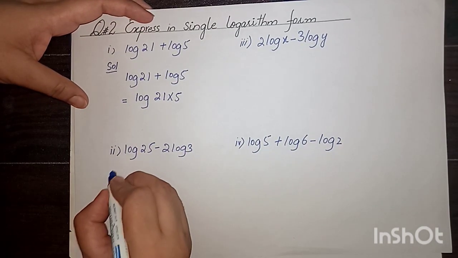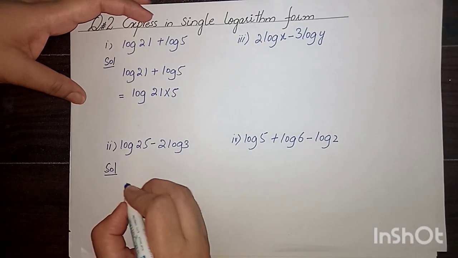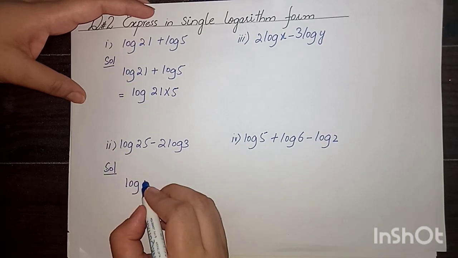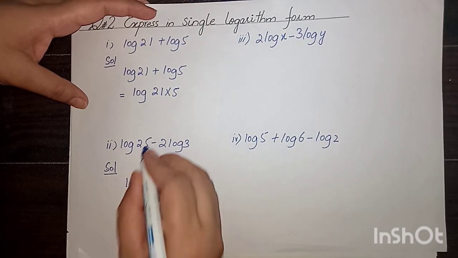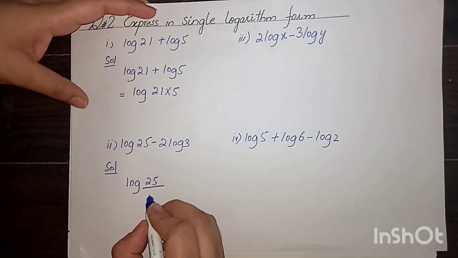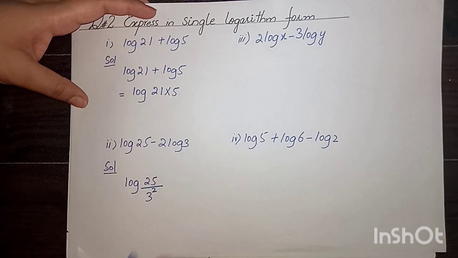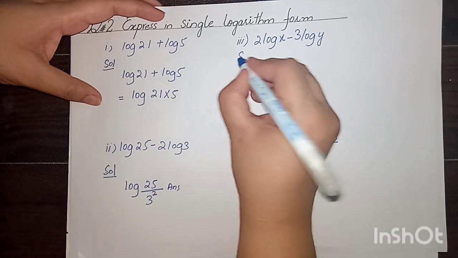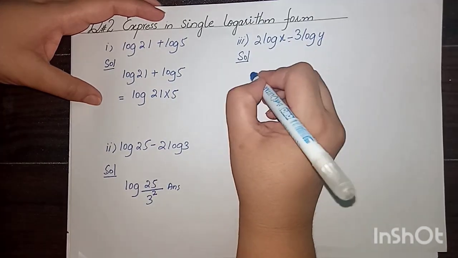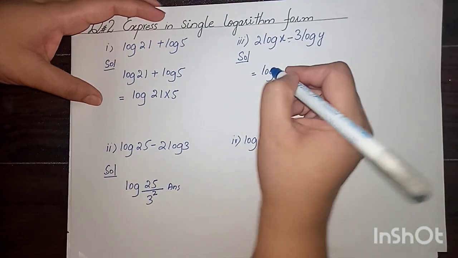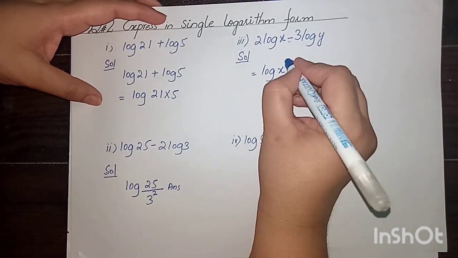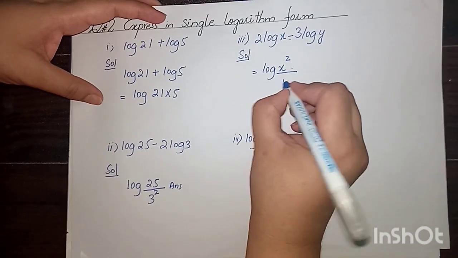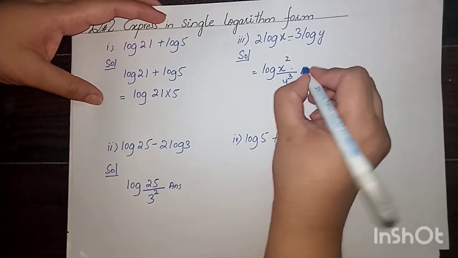Next is this, with the negative sign, we will write log one time. This is 25 minus, meaning divide, log of 3 to the power of 2. This is the answer. Next is 2 log of x. By using the power rule of log, this is x to the power of 2 minus, meaning division, y to the power of 3.